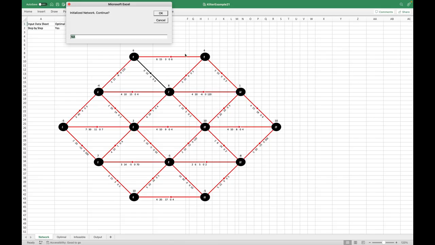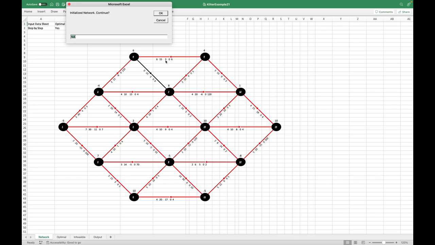And next, the initialization. We compute the adjusted unit cost, this number here, which is equal to the unit cost minus the node number at the origin plus the node number at the destination. Okay. And once we do that, we also calculate what we call the Kilter number. And there are many cases for the Kilter number.